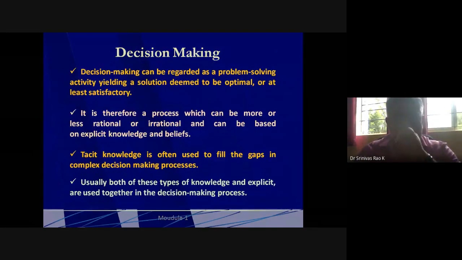So decision making can be regarded as a problem solving activity yielding a solution deemed to be optimal or at least satisfactory. Of course, it can be regarded as problem solving. It is therefore a process which can be more or less rational or irrational and can be based on explicit knowledge and beliefs. Tacit knowledge is often used to fill the gaps in the complex decision making process.